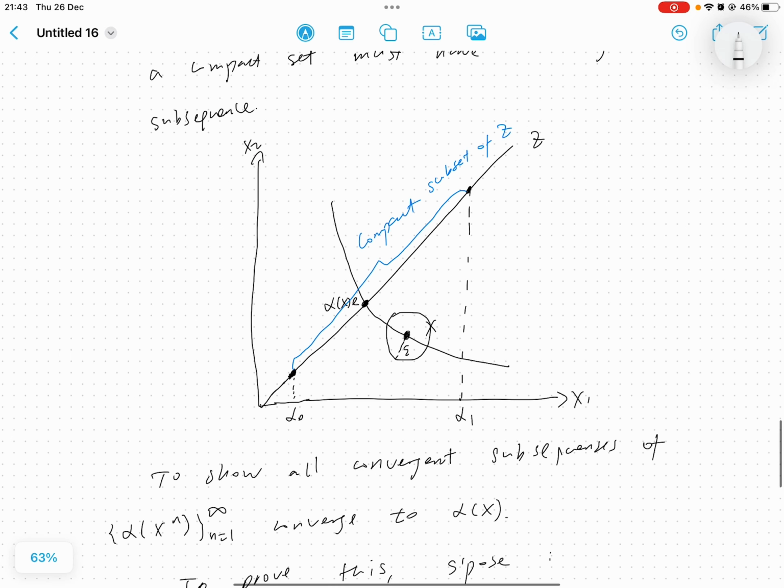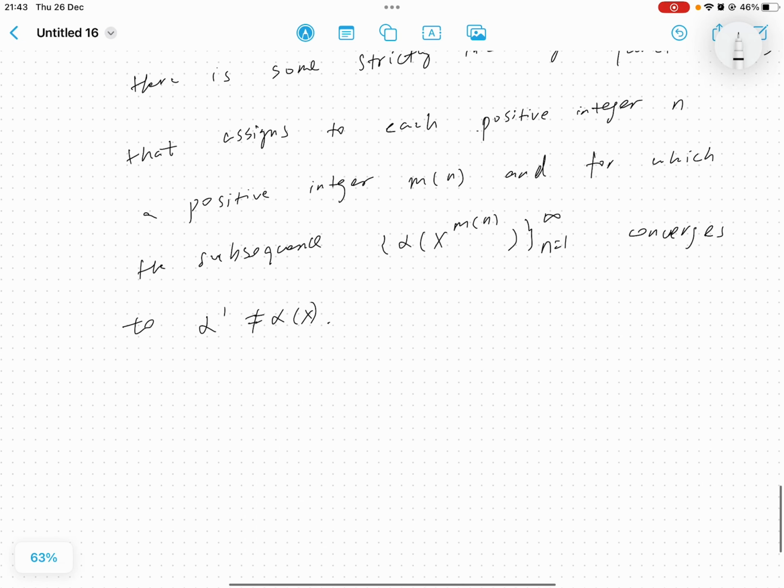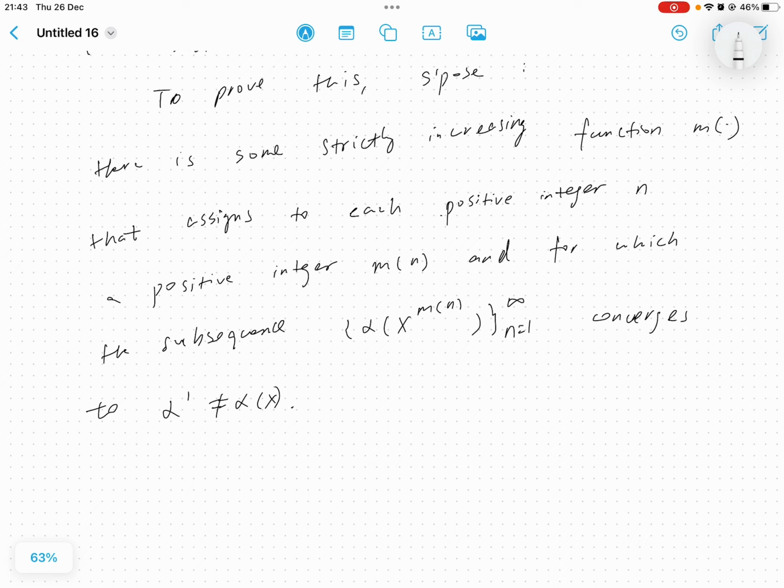Let's put this alpha prime x to some point here. Okay. Sorry, alpha prime e. All right. So we're going to show the contradiction next. Now let's suppose the opposite, and we hope for this contradiction to show up, right?